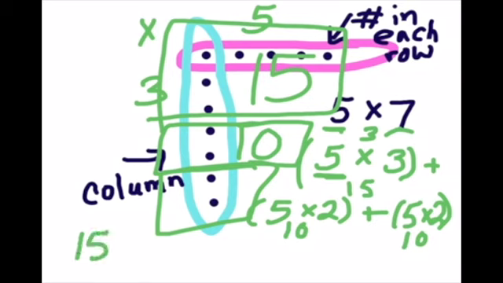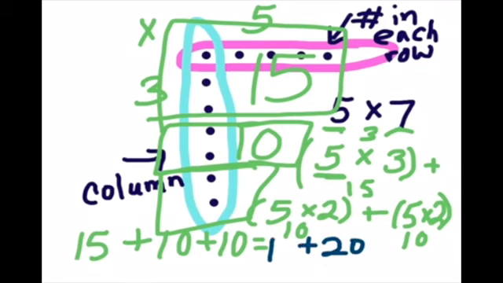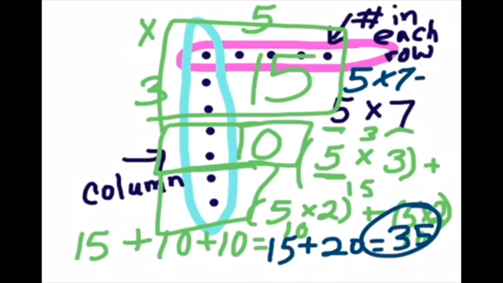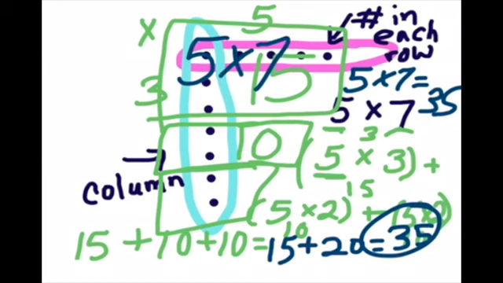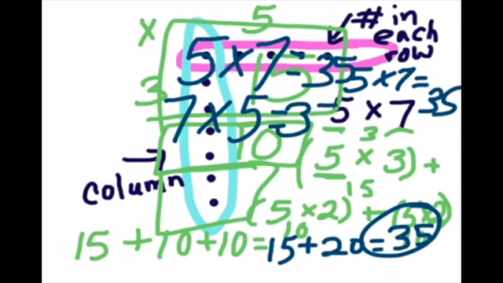So we have 15 plus 10 plus 10. What does that give us? Well, 10 plus 10 is 20, and we have 15 left over. That makes 35 total. So 5 times 7 equals 35. Or we know that there's a relationship between 5 times 7 and what other problem? 7 times 5. They're both 35. Let's try some.